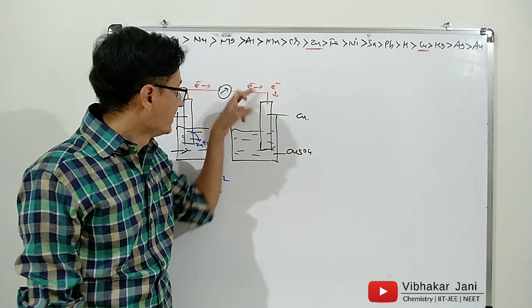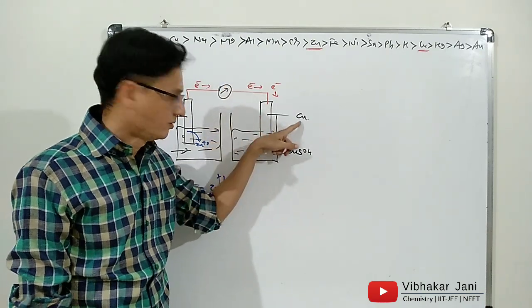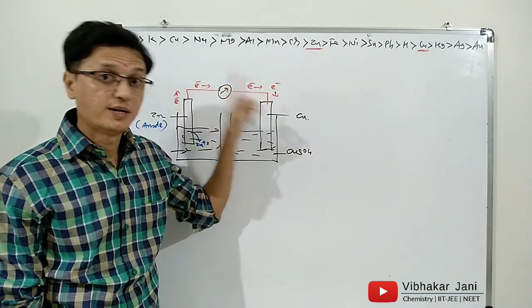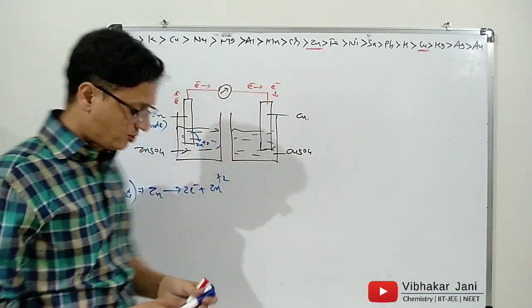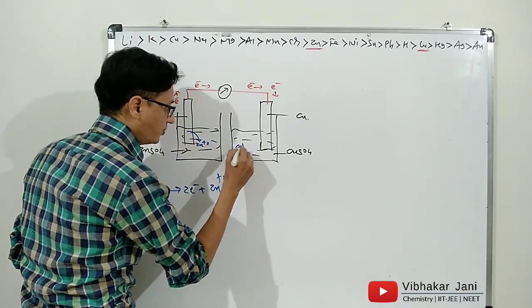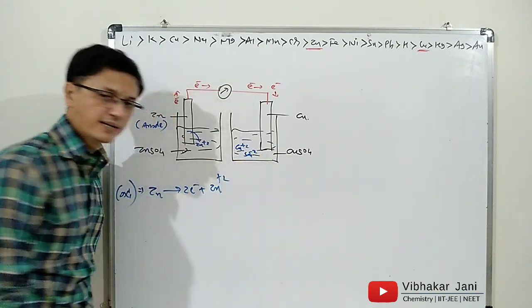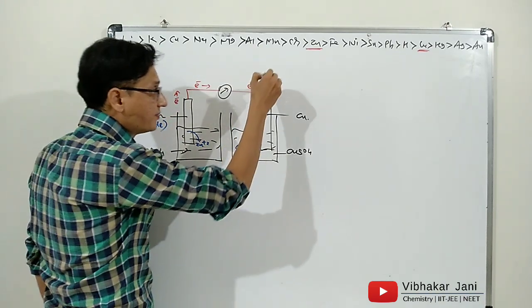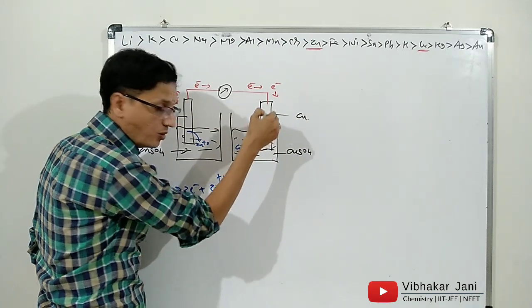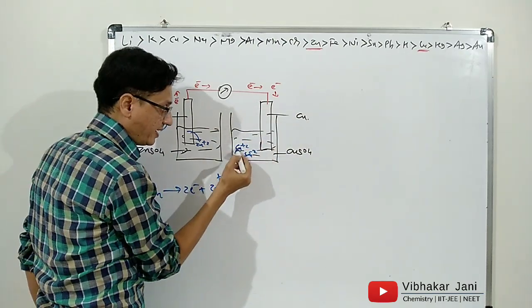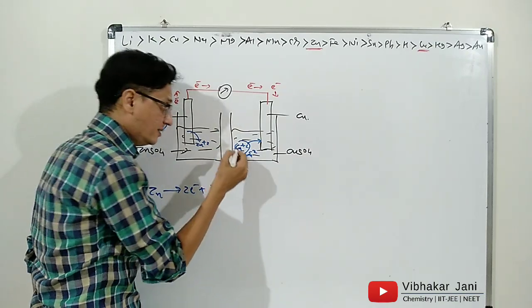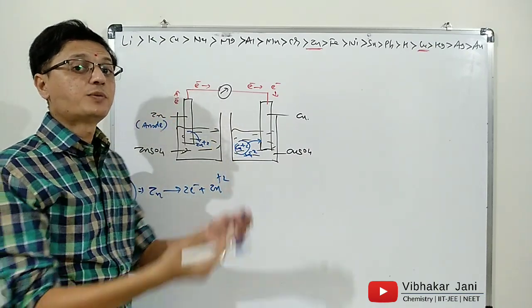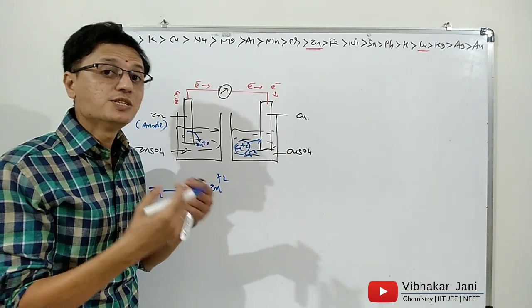So here, when electrons come, copper will not accept those electrons, but copper will convey those electrons to the solution. And this solution contains Cu+2 and SO4-2 ions. Now, if these electrons come to this copper rod, then they will attract the Cu+2 ions to the rod. Then these Cu+2 ions will accept 2 electrons and become Cu.